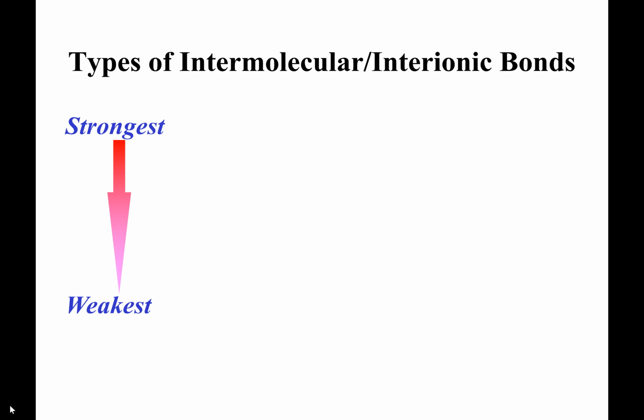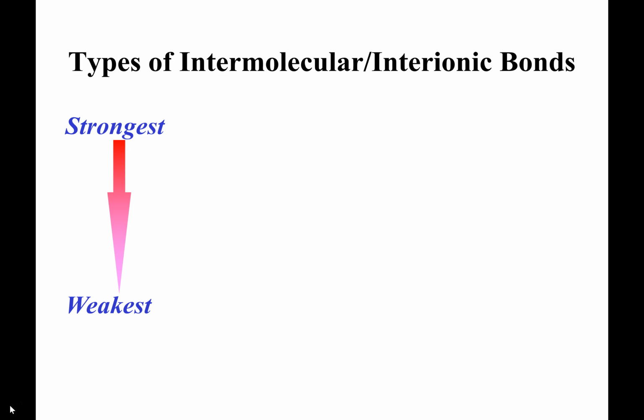There's 7 of them, I think. And there are all different types of intermolecular bonds. It just depends basically on the things that are being connected. The top one is the strongest, and they get weaker as you go down.